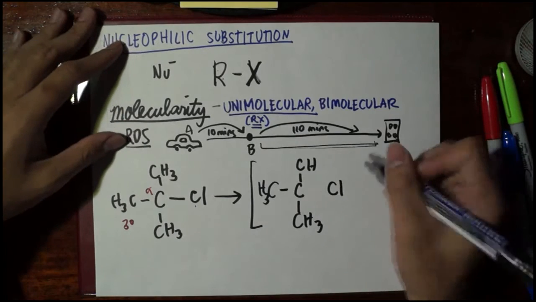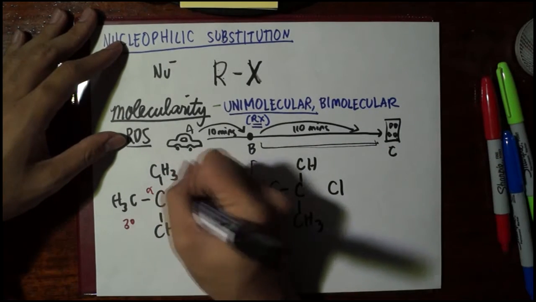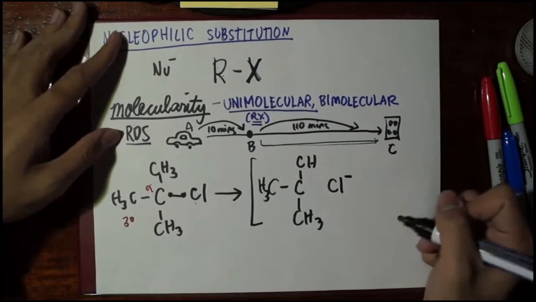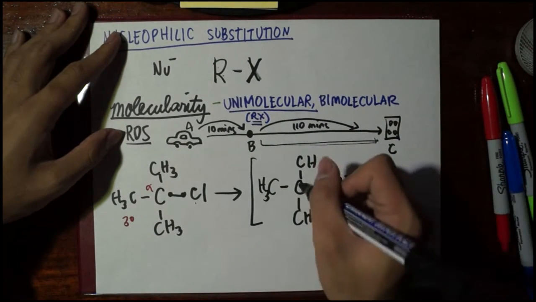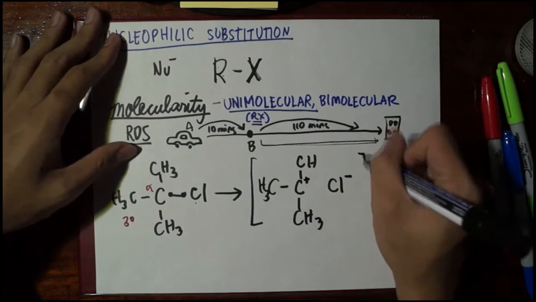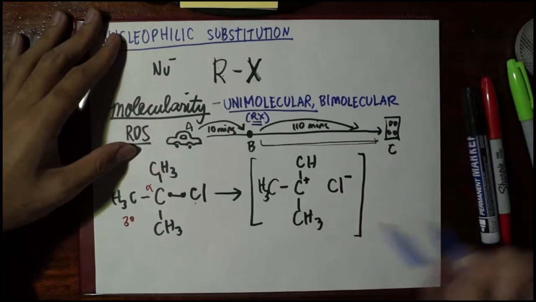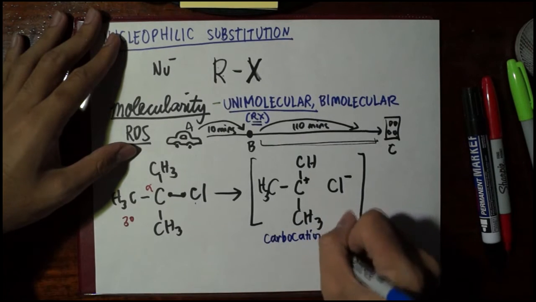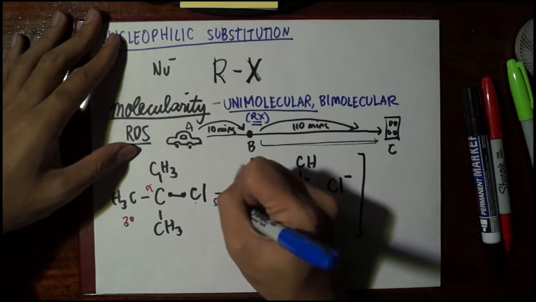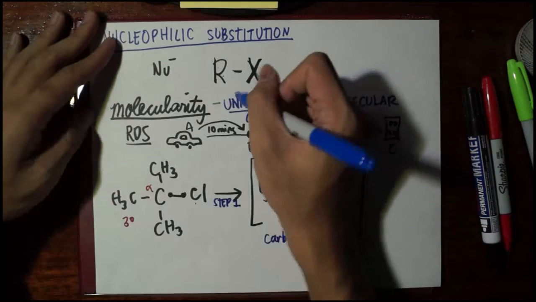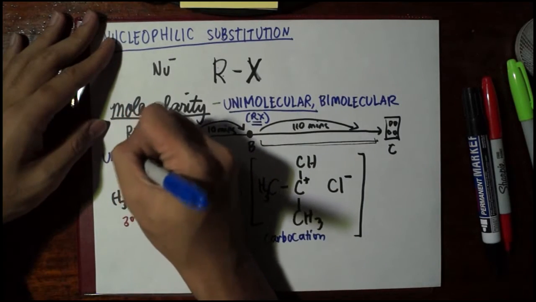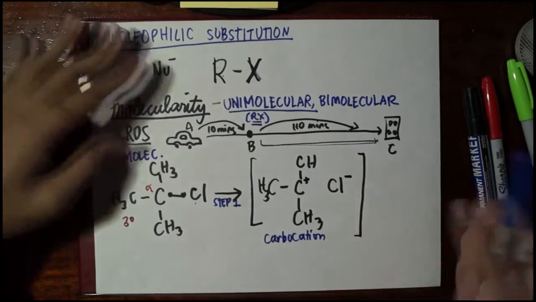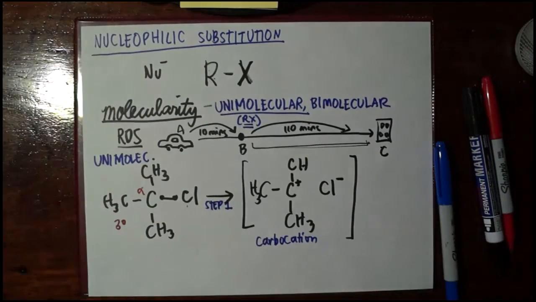So what would happen as a result? When Cl leaves, Cl will win the electrons over carbon. It would have a negative charge. And of course, carbon would lose. It would have a positive charge. So here we gain a carbocation. And this is step 1 of the unimolecular reactions. Again, we're talking about, let me just rewrite it down, unimolecular reaction.